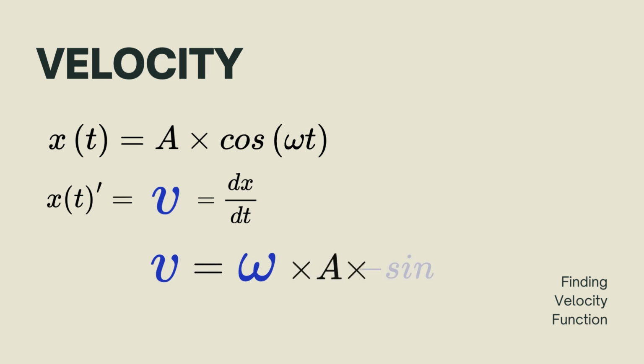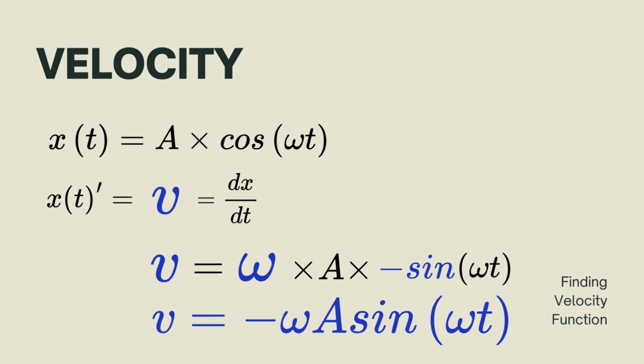When we do that, we keep the amplitude, and it becomes angular velocity multiplied by amplitude, then multiplied by negative sine of angular velocity times time. The negative sign, of course, results from the derivative of the x function. Once simplified, we get the velocity function, which states velocity equals negative angular velocity times amplitude multiplied by sine of angular velocity times time.